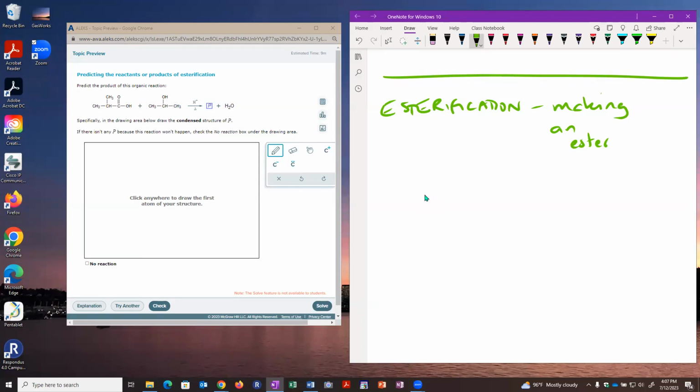So what we need to do is to draw the product, specifically the condensed structure of the product P that we get. In an esterification reaction, we also produce water as one of the products. All right, so let's draw out the structures of the reactants. Okay, so I have my acid and I have the alcohol.